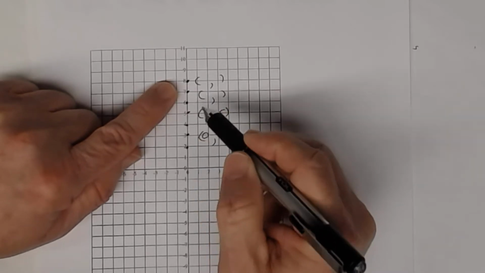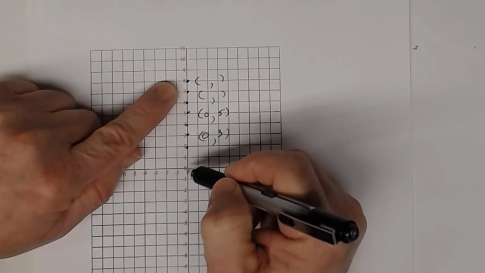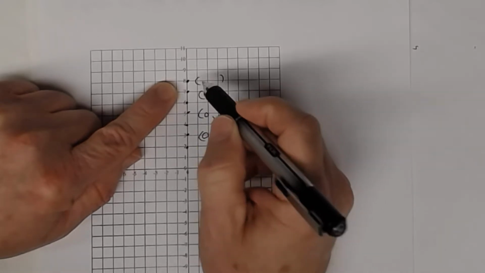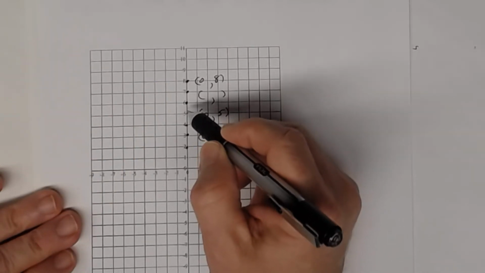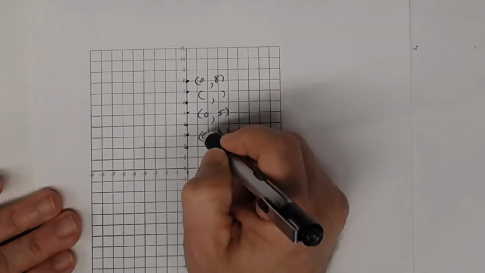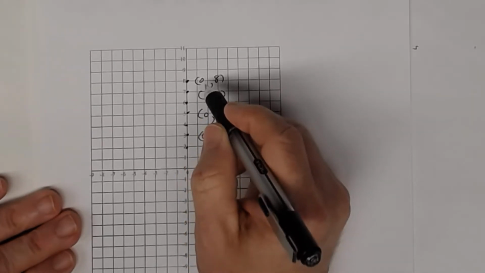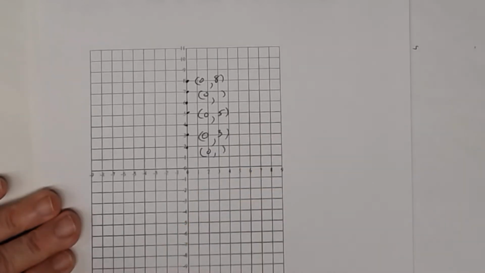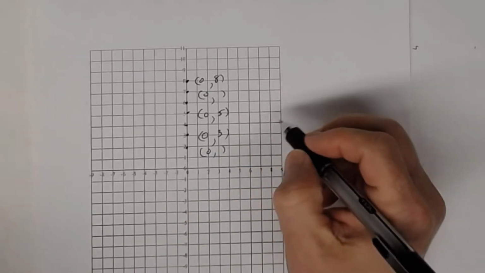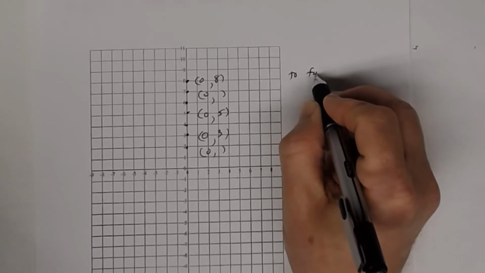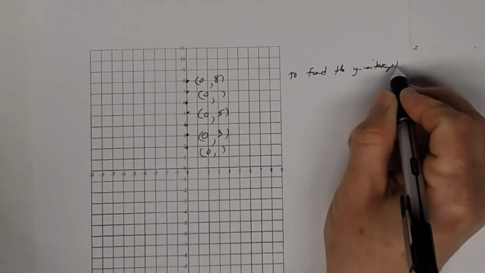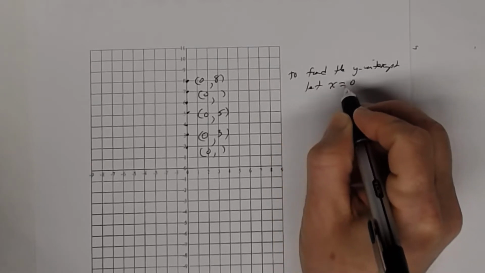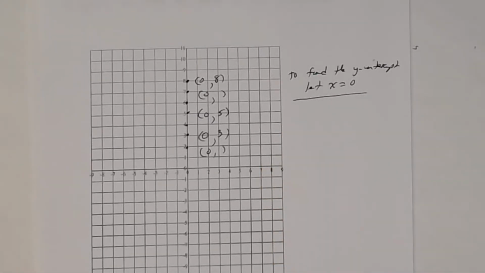If I look at this one here, the coordinates of this point would be (0, 8). Remember, I always start at the origin. And I want you to notice something. If I look at all these coordinates of all these points that are on the y-axis, they all have the same x-coordinate, don't they? They all have 0 as the x-coordinate. So that brings us to this idea. To find the y-intercept, you're going to let x equal 0.